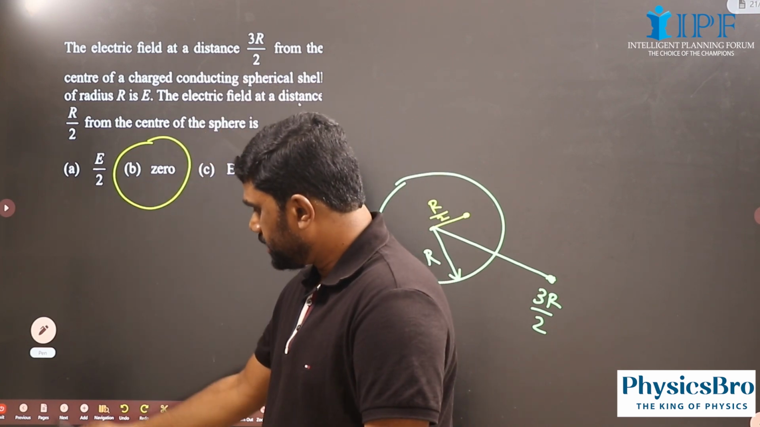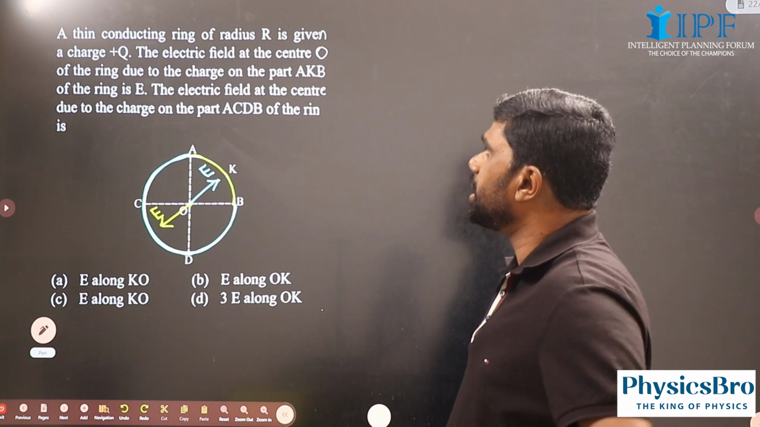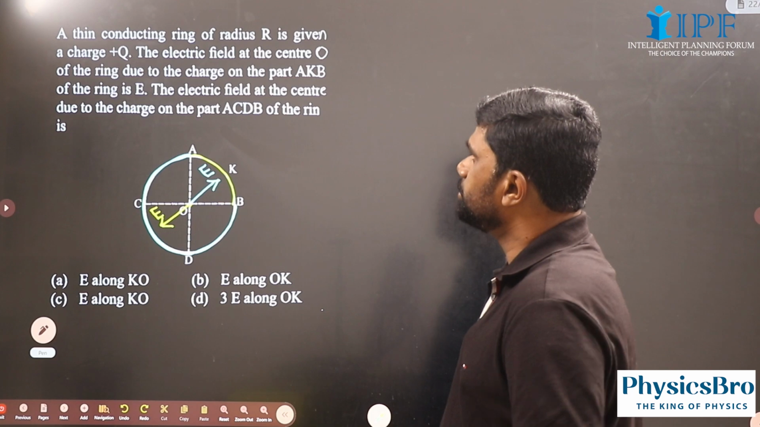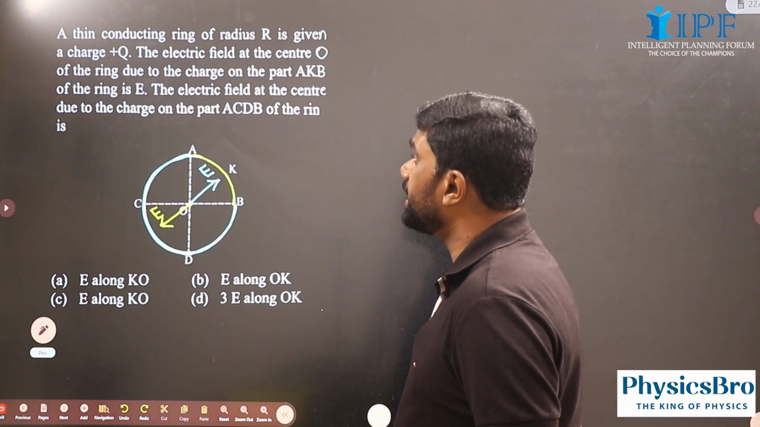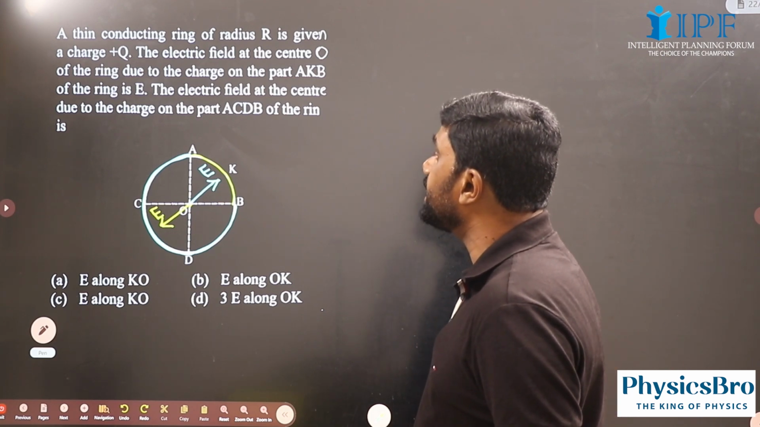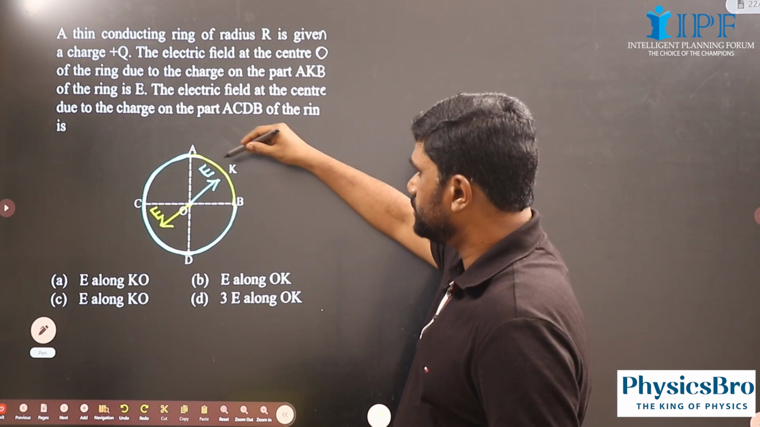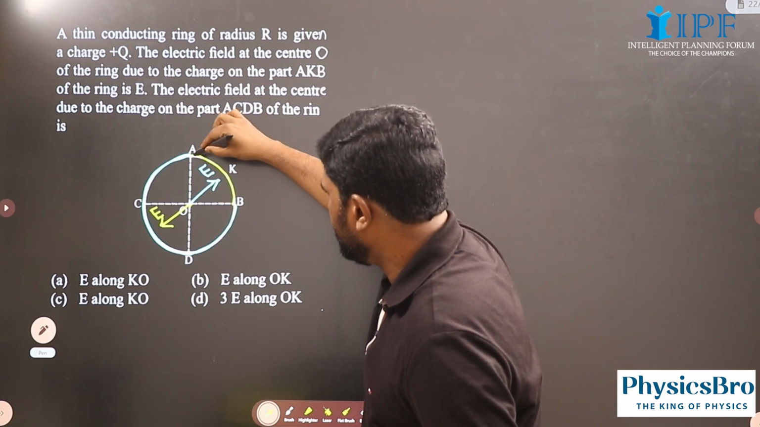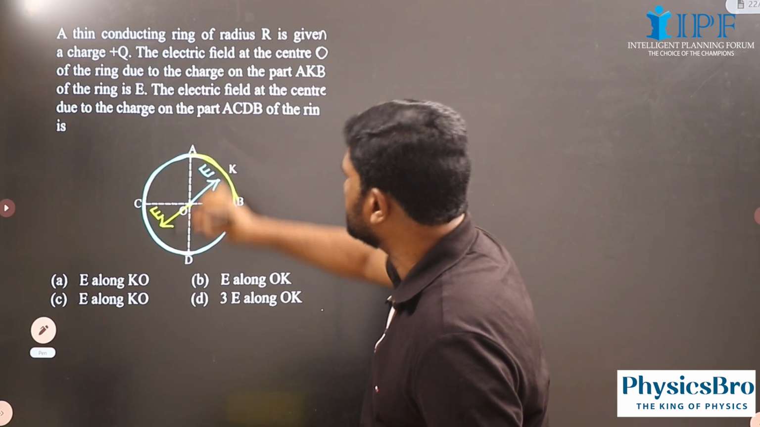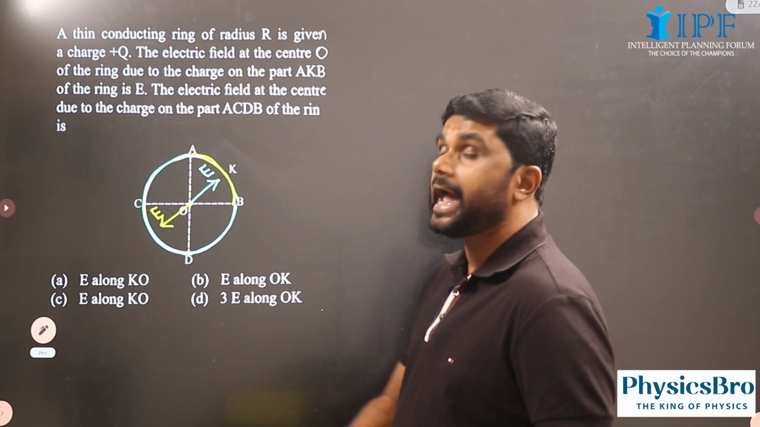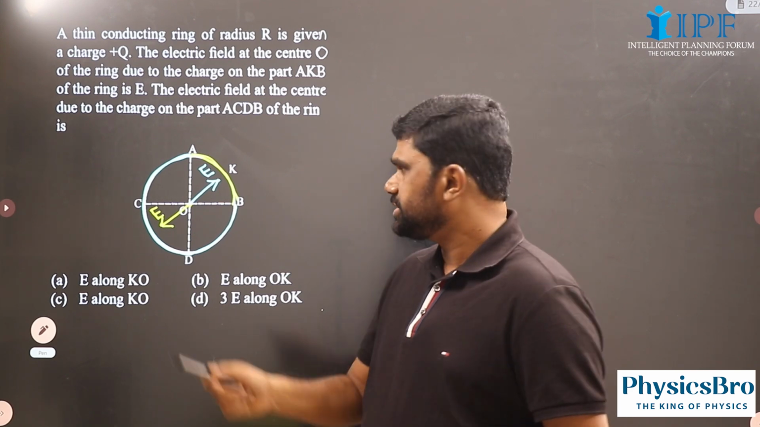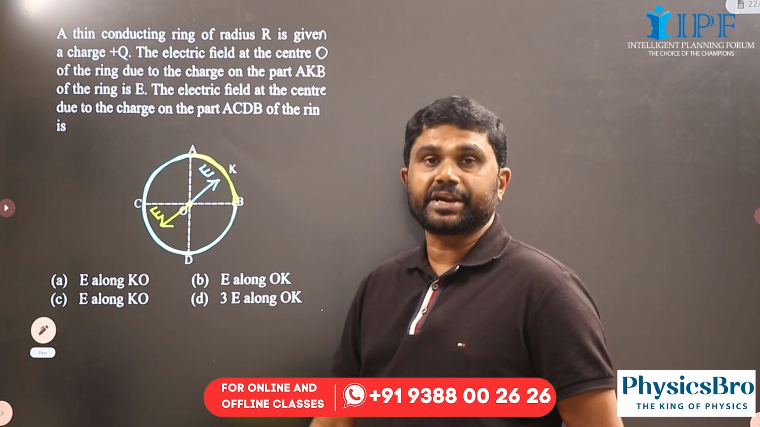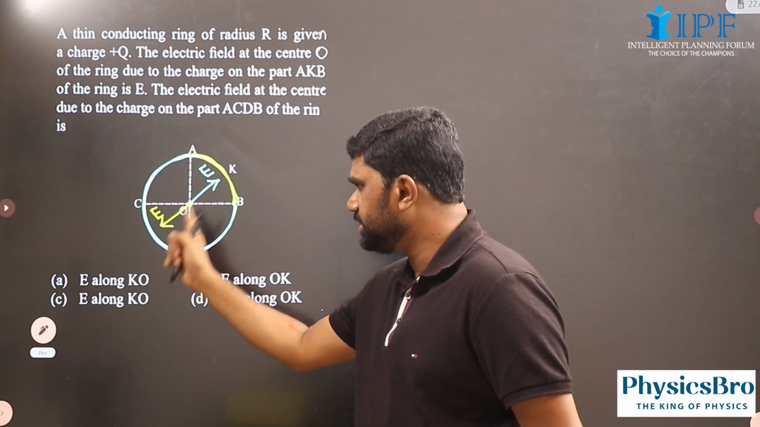Now children, let's try the next question. A thin conducting ring of radius capital R is given a charge plus Q. The electric field at the center of the ring due to the charge on the part AKB, see, field due to this part AKB of the ring is capital E. The field due to this part at the center of the ring is represented like this, intensity of electric field.